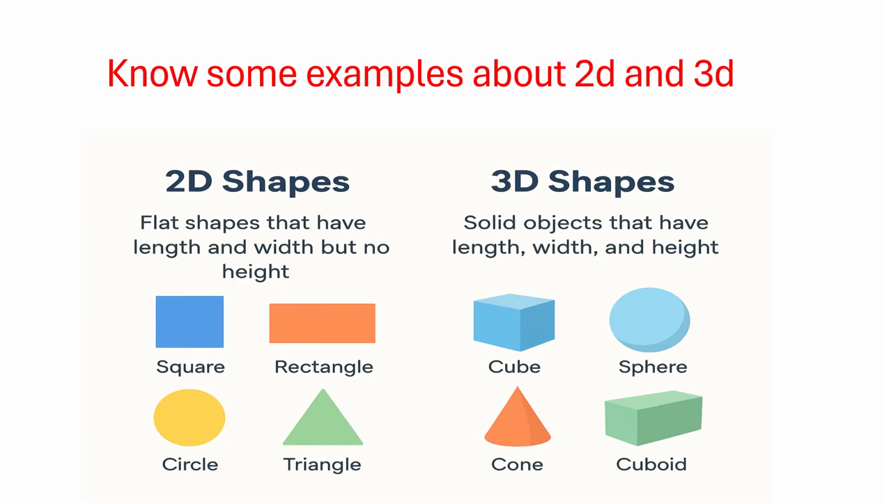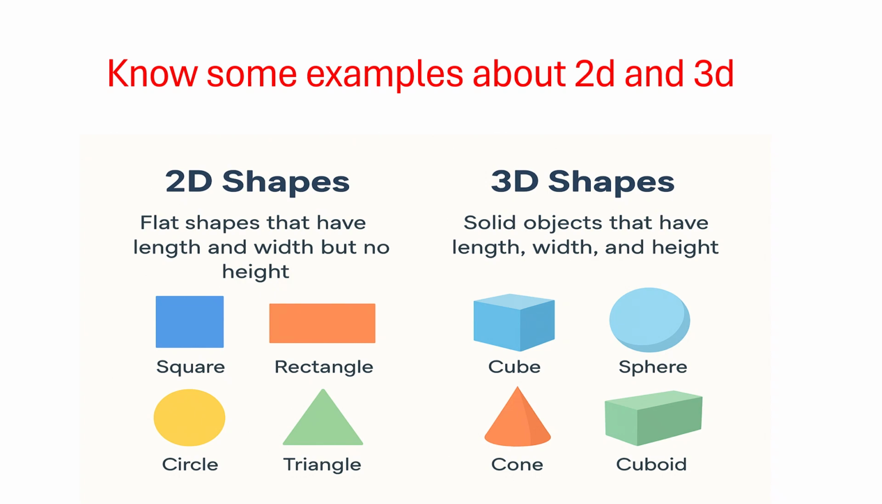We present some examples which you know about 2D shapes and 3D shapes. 2D shapes, flat shapes that have length and width but no height. As you observe here, square, rectangle, circle, triangle, all represent 2D shapes, whereas 3D shapes are all solid objects that have length, width, and height. Here you observe cube, sphere, cone, and cuboids.